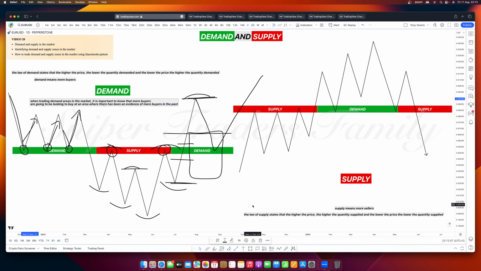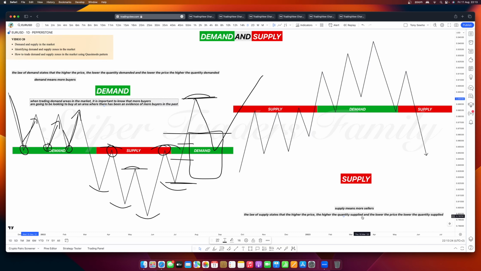Supply, we say the law of supply states that the higher the price, the higher the quantity supplied, and the lower the price, the lower the quantity supplied. If price is at a lower low, there will be fewer sellers willing to sell in the market, because people will not want to sell when the price is already low. You want to sell when it's high.